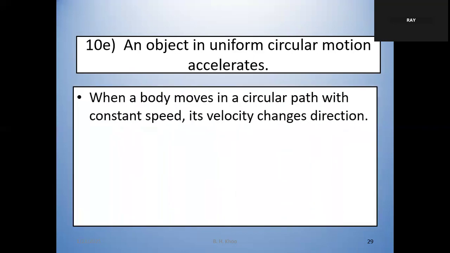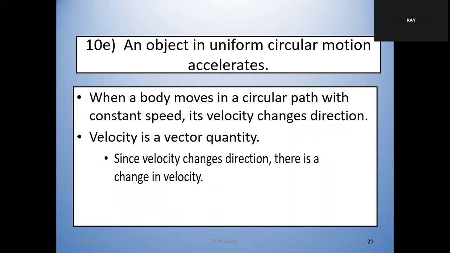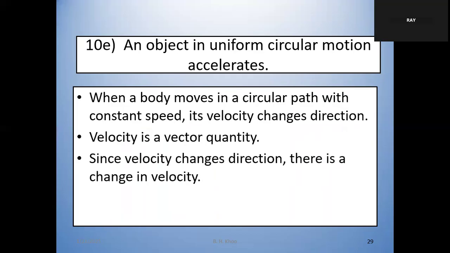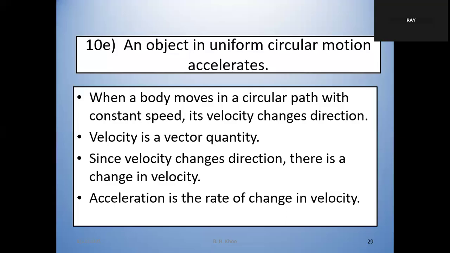An object in circular motion accelerates. When a body moves in a circular path with constant speed, its velocity changes direction. Right? Speed stays constant, velocity changes direction. So where there is a change, right? Remember velocity is a vector quantity. So wherever there's a change in direction, there's a change in velocity. So acceleration is the rate of change in velocity.